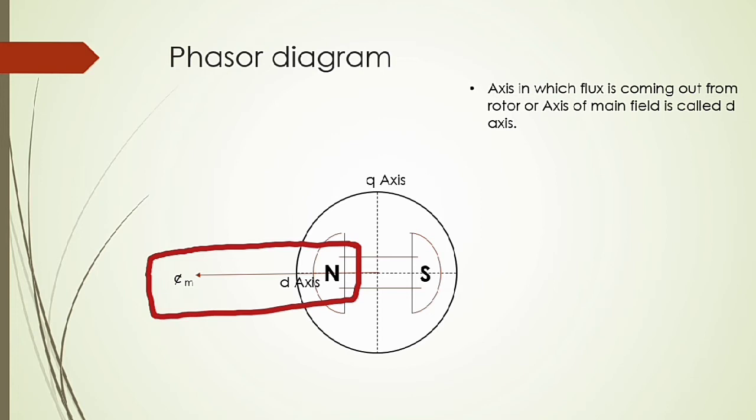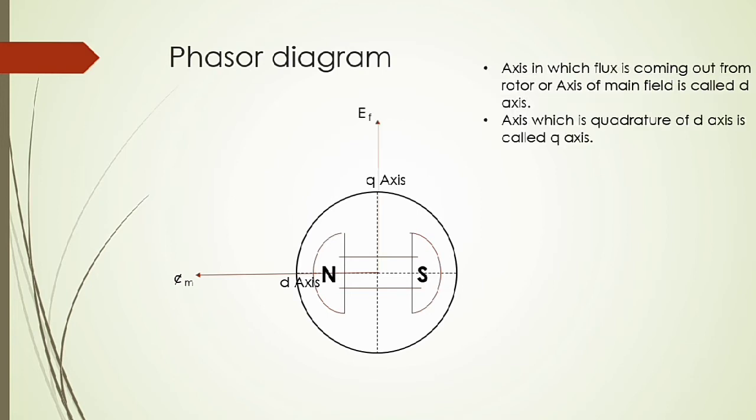And what is q axis? So we will see. Axis which is quadrature to d axis is called the q axis. That means the axis which makes 90 degrees with the d axis is called the q axis. And as we discussed earlier, always emf is induced on the q axis, or in phase with the q axis.